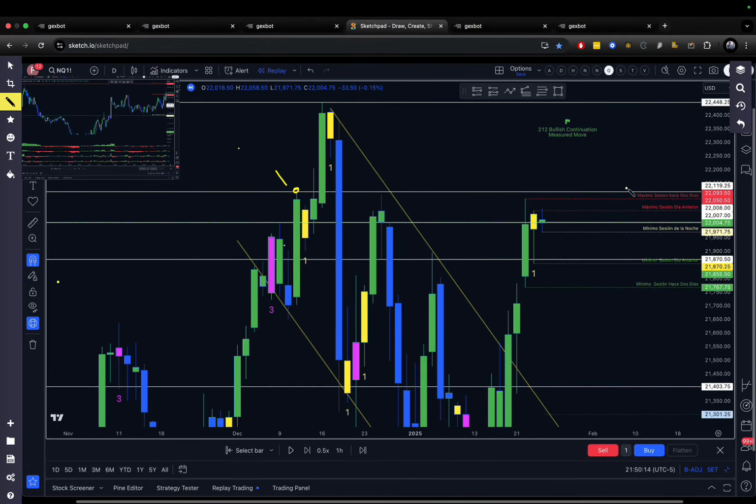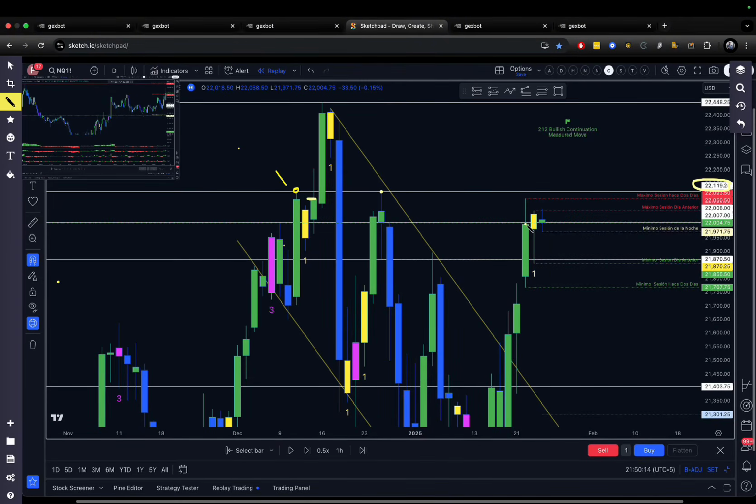So for instance, for Friday, I had 22,119 as my first level. Why? Because it was a level that found some resistance here, right? It found resistance on this day, and on this day the price found resistance as well. It tried to break it, came down and closed below, right?